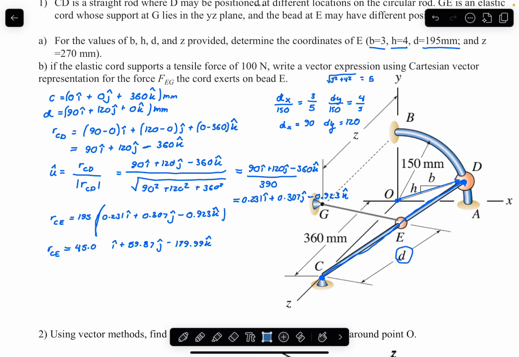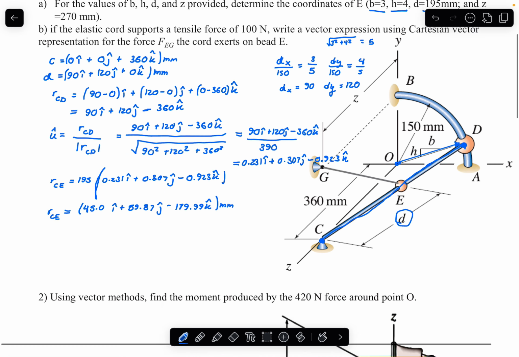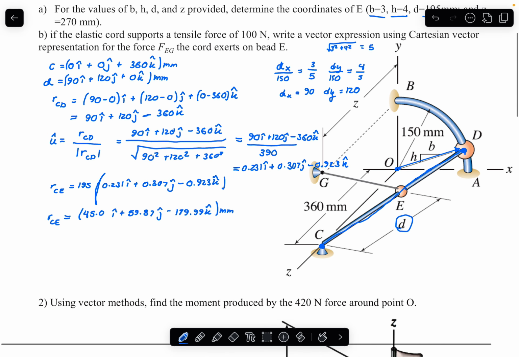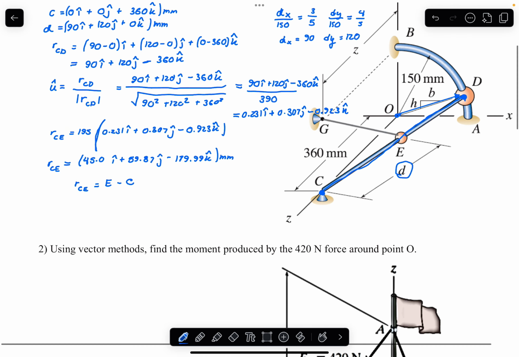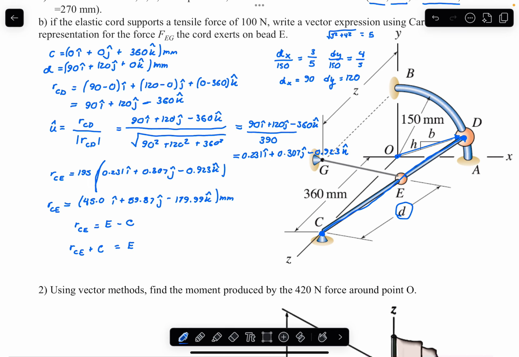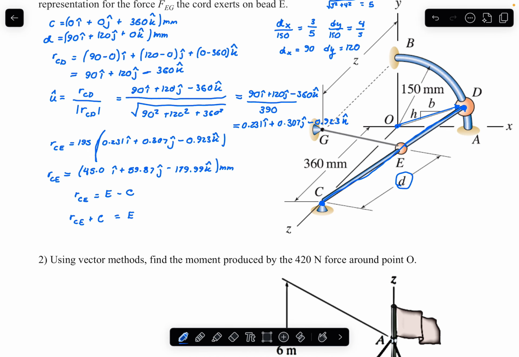Now, make sure you include your units. Now we have rCE. We know that the formula for rCE is equal to rCE head, which is E, minus tail, which is C. So we can do rCE plus C is equal to E. It's very easy because we found C before. We have rCE, and we can just figure out E. So we just do that.